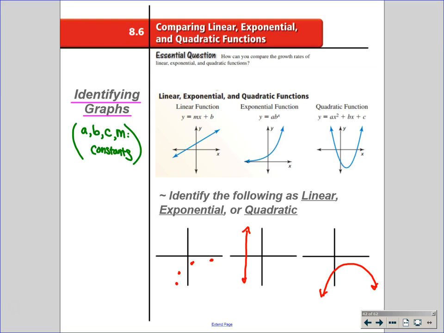Now, my guys up here at the front, Andrew and Adrian, you did a great job. How did you name this first one? Exponential. Why was it exponential, Andrew? What did you see that made it clear? It has the curve, but how is it different than quadratic? It's going up or down? It's going up. But what does it never do? Yeah, it doesn't stop going up. It never makes the turn, so it's not quadratic. It's exponential.